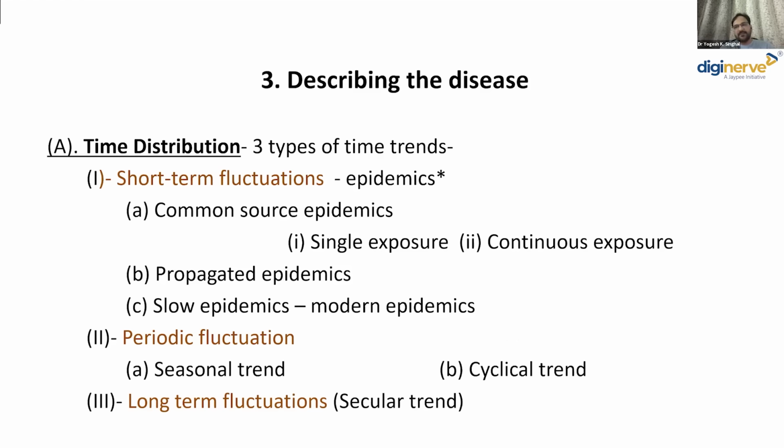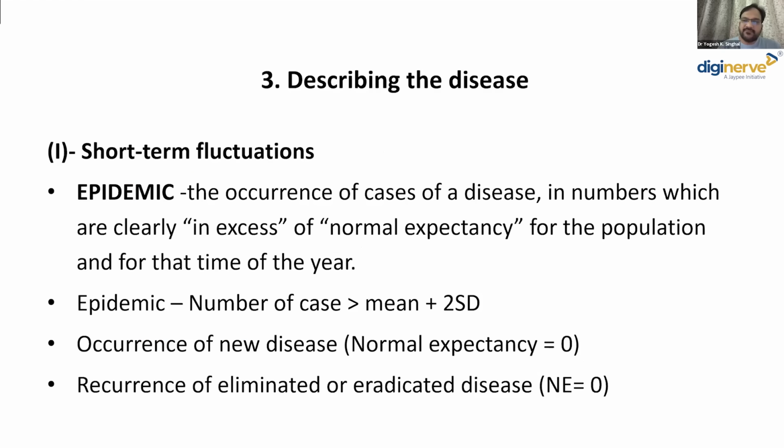There are three things in the time distribution. There must be either short-term fluctuation, or periodic fluctuation, or long-term fluctuation. So there are three things: short-term fluctuation, periodic fluctuation, and long-term fluctuation. We will discuss all three one by one. First of all, we will go to short-term fluctuation.